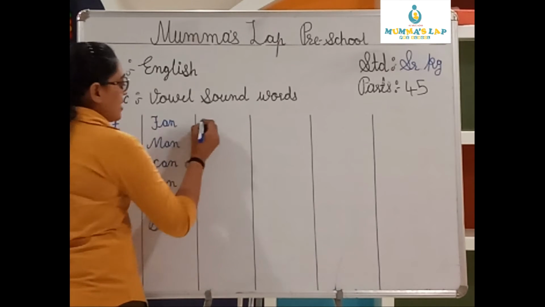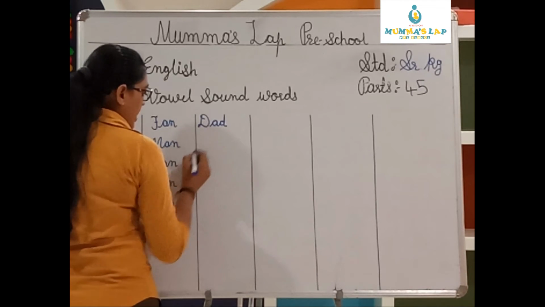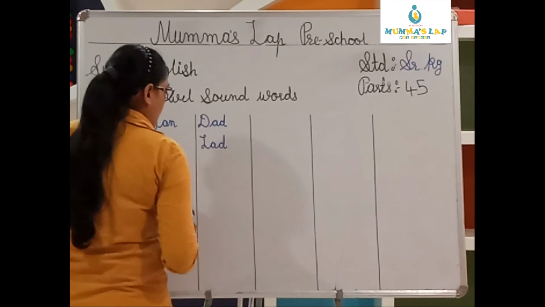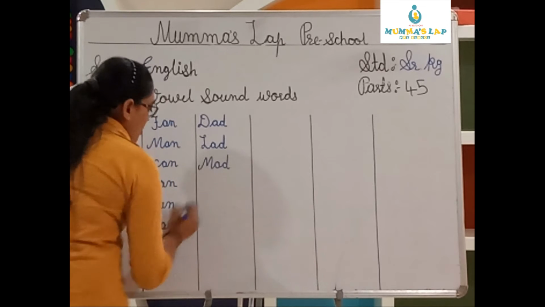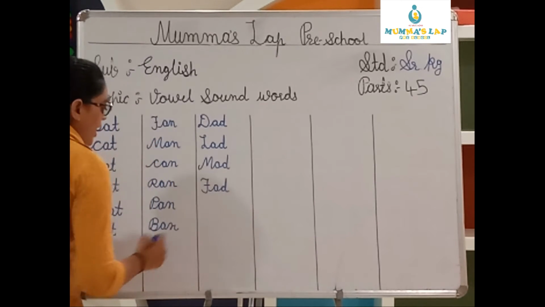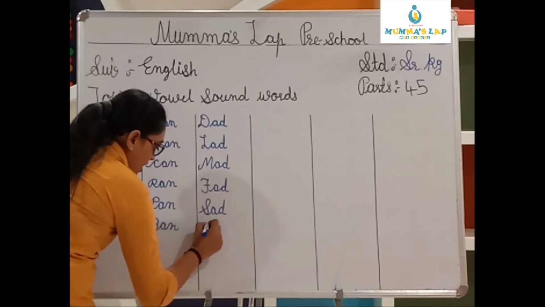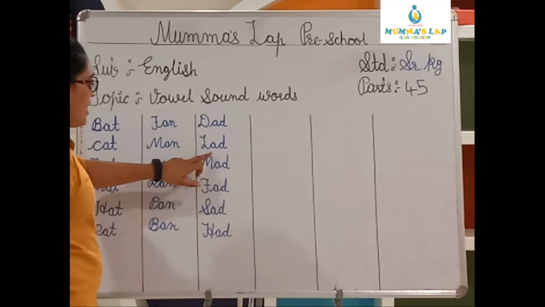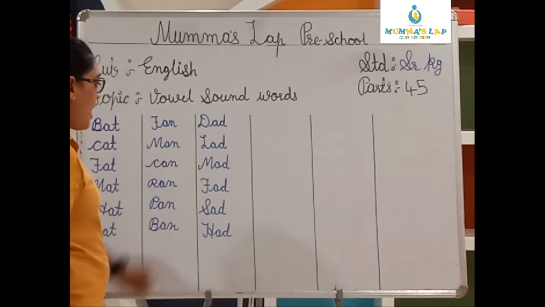Next, D. D, A, D, dad. L, A, D, lad. M, A, D, mad. F, A, D, fad. S, A, D, sad. H, A, D, had. Dad, lad, mad, fad, sad, had.